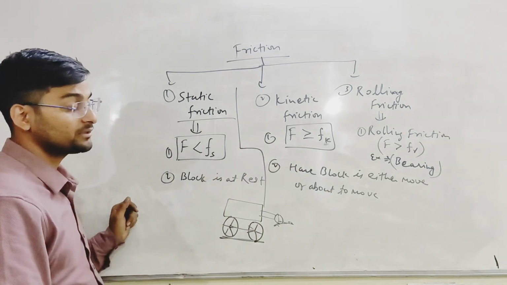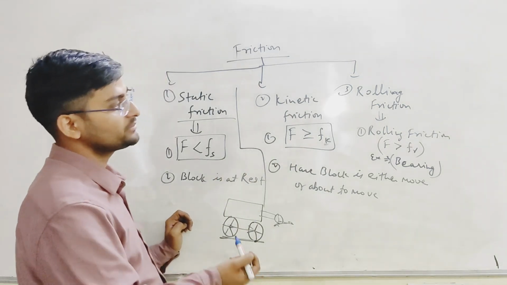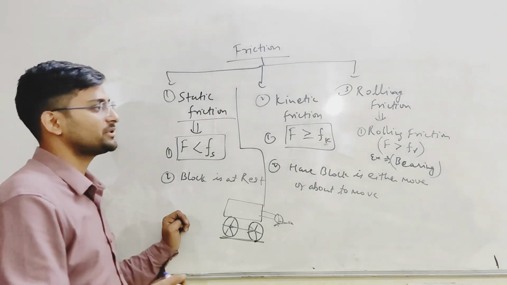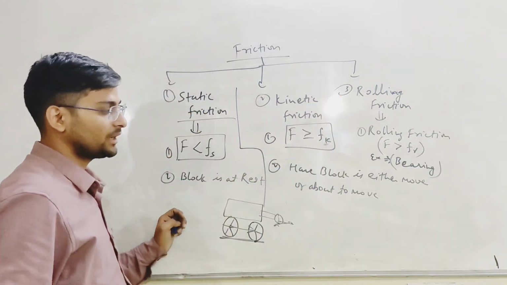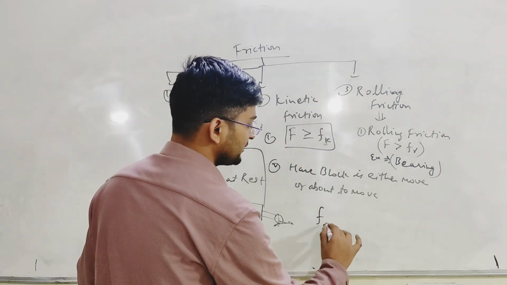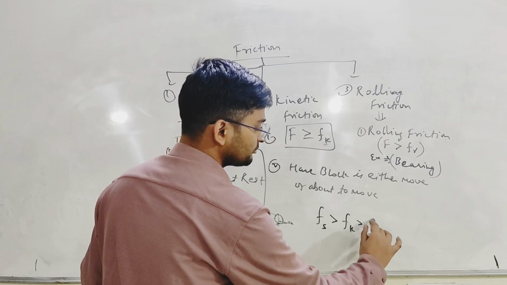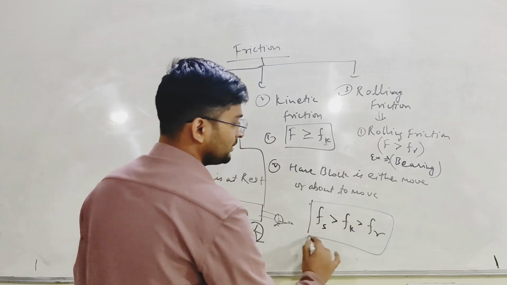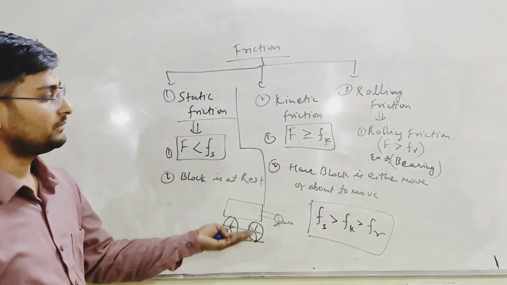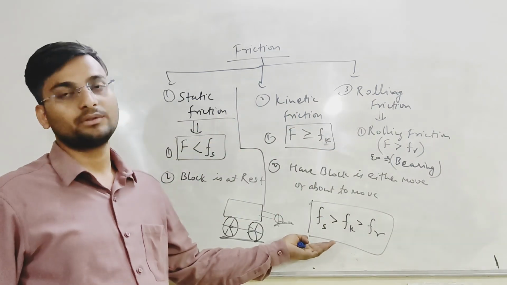So one question that comes up mostly in examinations is which one is greater. According to magnitude, static friction is more than kinetic friction, which is more than rolling friction. This is the main outcome that comes from this theory, right?